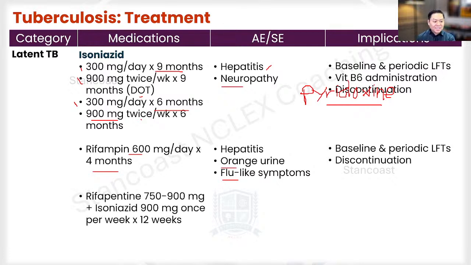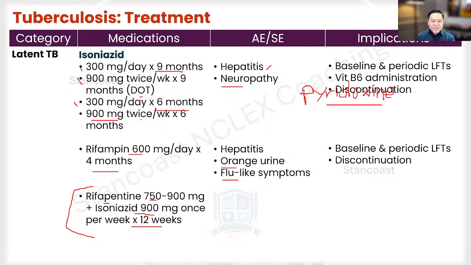And lastly, what we have here is the rifapentine. So this is a newer medication in the treatment of the patient with TB of the latent type. So this is going to be given as a dose of 750 to 900 milligrams, plus it will be added to the isoniazid of 900 milligrams once per week, and this is going to be taken for a total of 12 weeks. Again, that is the rifapentine, and this will be given together with the isoniazid 900 milligrams once per week times 12 weeks. All right.